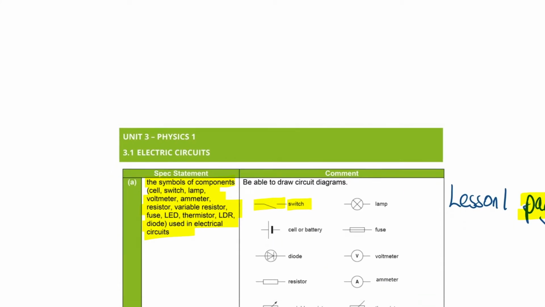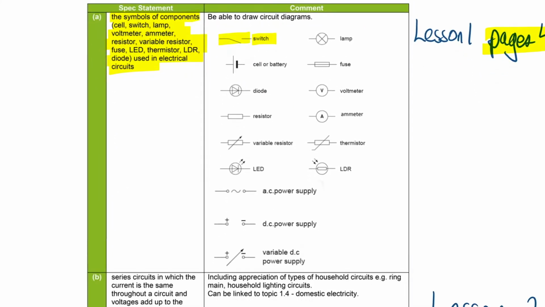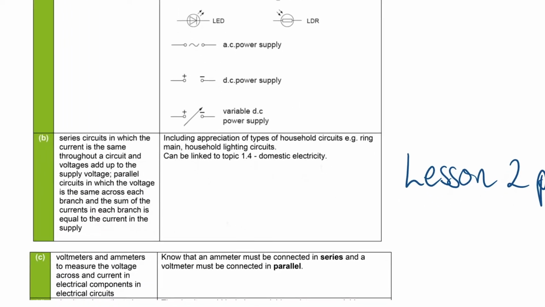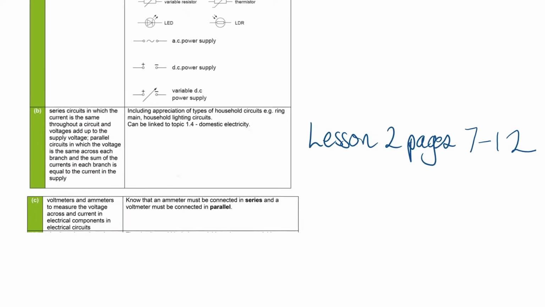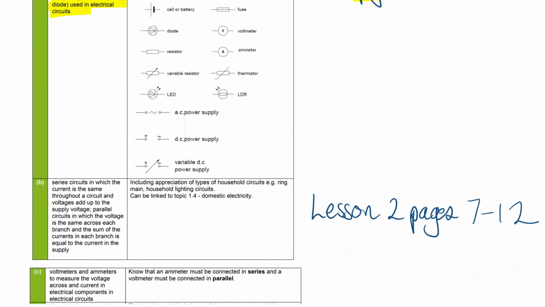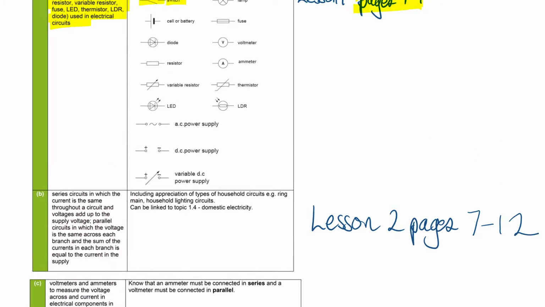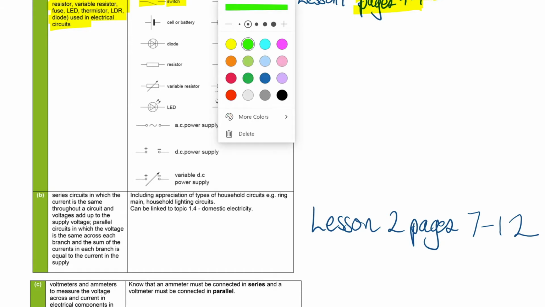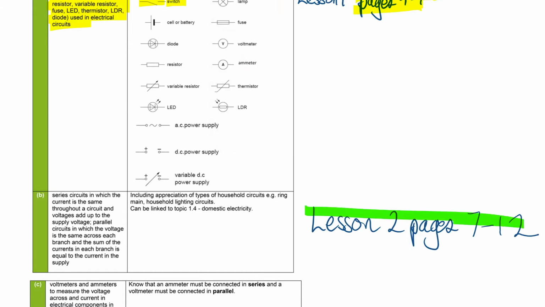Going to the spec and the learning outcomes required for the course. If we look at that here, we've highlighted what you learnt in lesson 1 above. So today we are going to be learning, I will highlight in green today, lesson 2, pages 7 to 12 in your booklets.